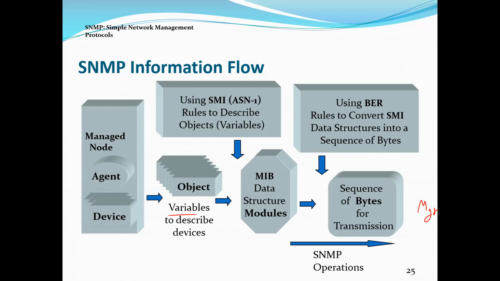So that's the variable that you want. For you to understand how this works, using SMI and ASN.1, this provides the rules to describe the objects, right? So when you have these rules, then you can create an MIB. So it's basically the MIB data structure of the objects that can be queried. And then using BER rules, you convert SMI data structures into a sequence of bytes, right?